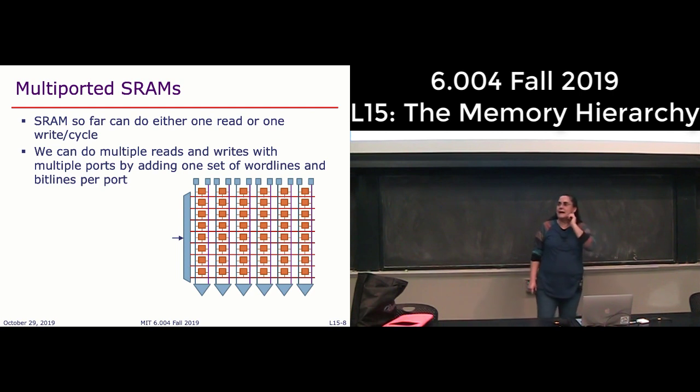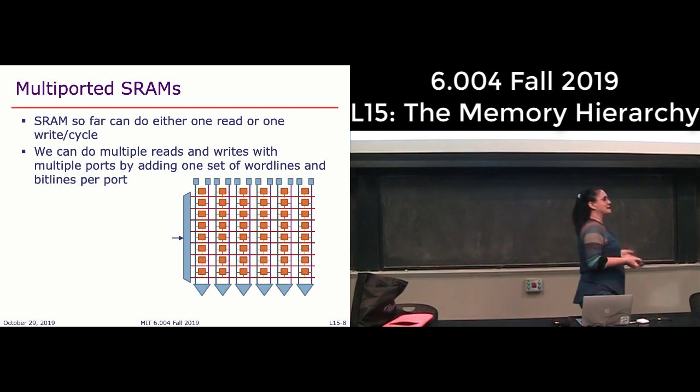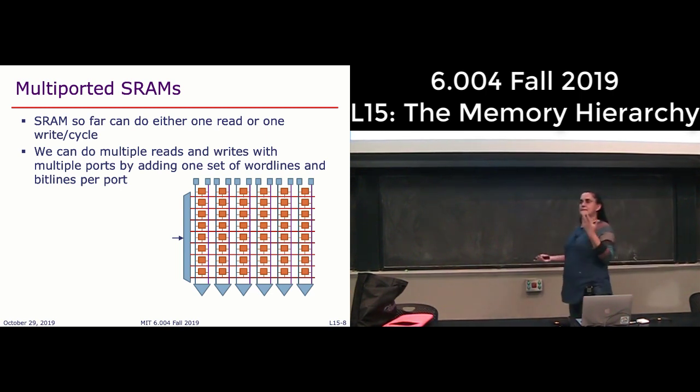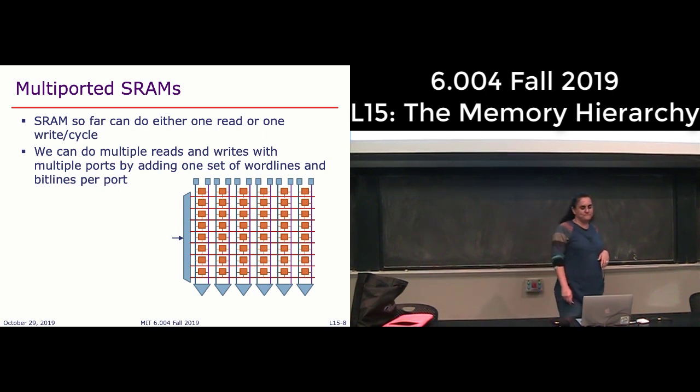All right, so now let's talk about multiported SRAMs. So far, I showed you an SRAM that allows you to either read one value or write one value, but not multiple values. So we want to consider, what if I want to be able to read or write multiple values at the same time? Let's see how I'd have to change this SRAM array in order to support that.